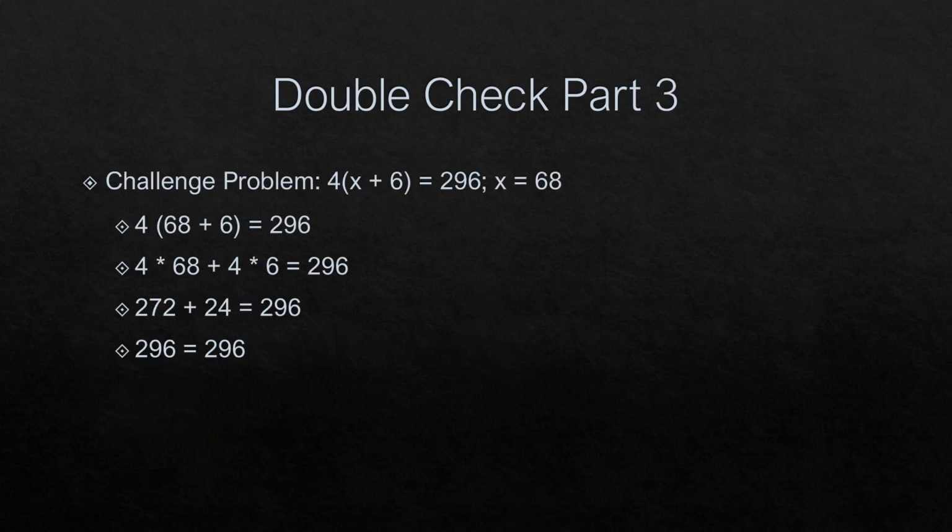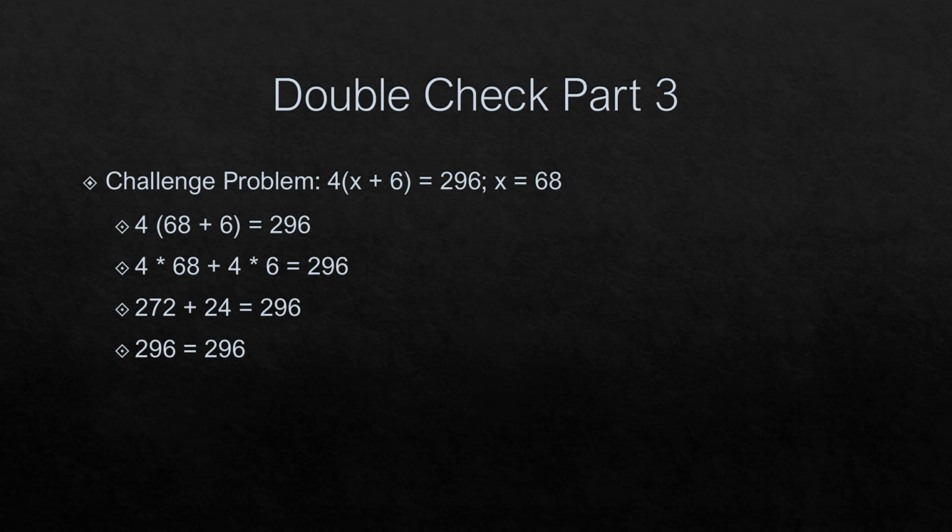Alright, here is the challenge problem. It's the last example. We need to double check and make sure we did it correctly. The challenge problem was 4 times the quantity x plus 6 equals 296, and we found x to be 68. Remember, on this problem we used the distributive property, so in order to check our answer, we have to use the distributive property again. I plug in 68 for x, and now I have 4 times the quantity 68 plus 6 equals 296.